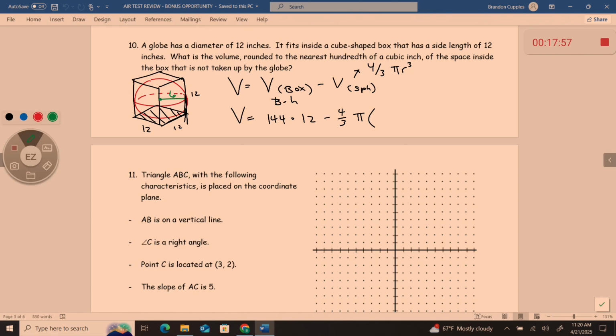Okay. And if you plug that into Desmos or your calculator, either way, you're going to get approximately 823.22 cubic inches. That will be your volume that we're looking at there. Again, not a hard idea. Box minus sphere gives you your overall empty space volume.